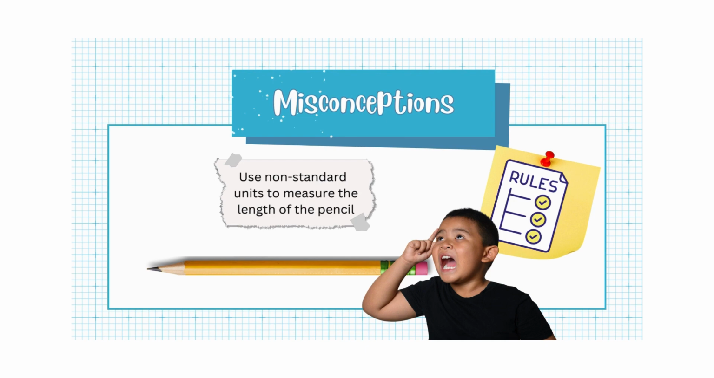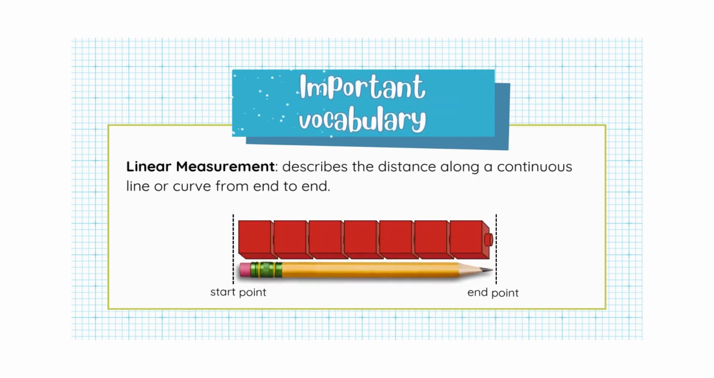At this point, students may not fully understand that length is a measurement attribute that describes a continuous distance from end to end, and that there are certain rules to follow to get the accurate measurement of objects. In order for students to develop a conceptual understanding of linear measurement in first grade, students need to develop the academic vocabulary. An important term to introduce is linear measurement, which describes the distance along a continuous line or curve from end to end.